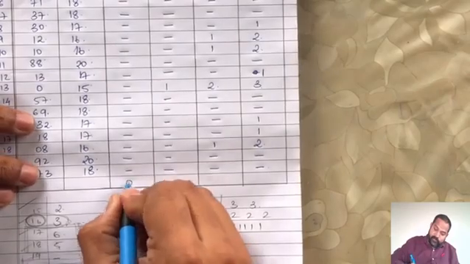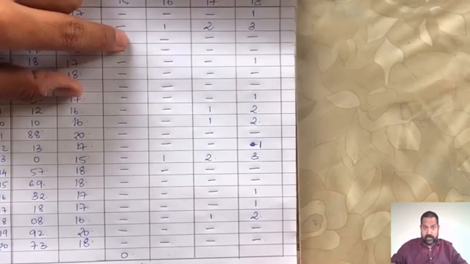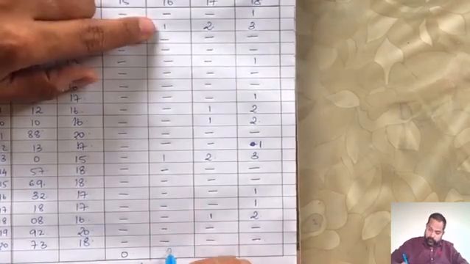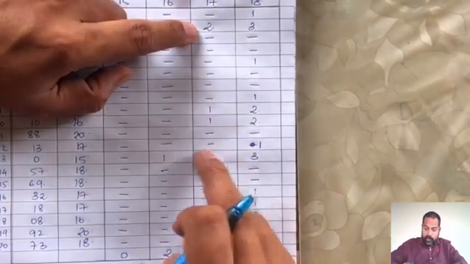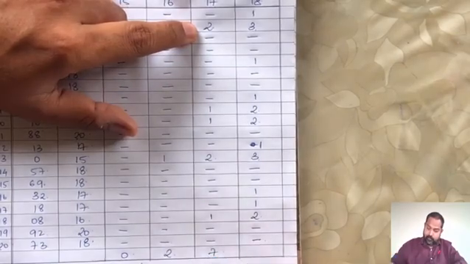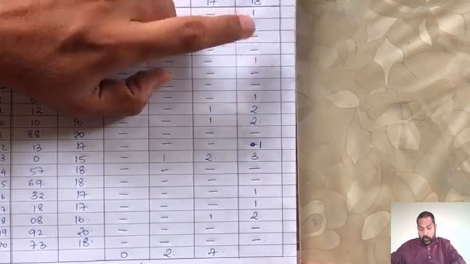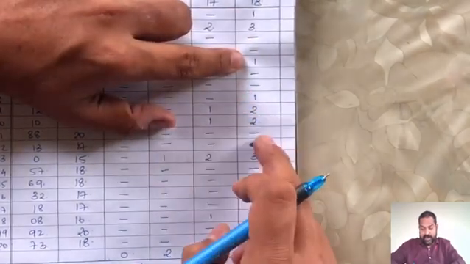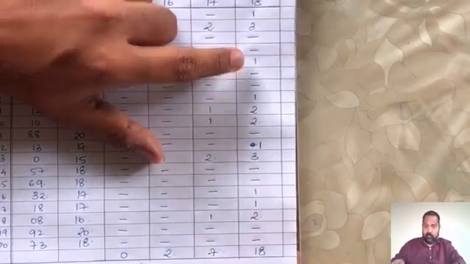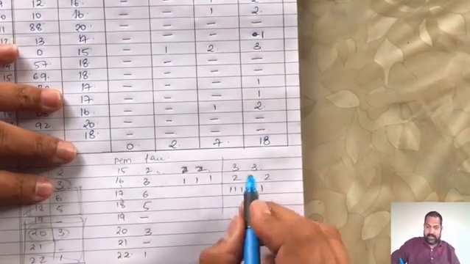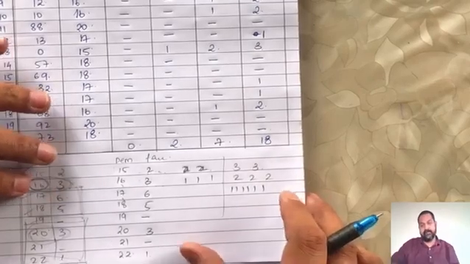So when 15, there are 0 books unsold. When it is 16, the number of books unsold is 1, 2. When it is 17, the number of unsold books is 2, 3, 4, 5, 6, 7. And when there are 18 books, the number of unsold books is 1, 2, 3, 4, 5, 6, 7, 8, 9, 10, 11, 12, 13, 14, 15, 16, 17, 18, which you could have checked here also. 3 plus 3 is 6, 7, 8, 9, 10, 11, 12, 13, 14, 15, 16, 17, 18.